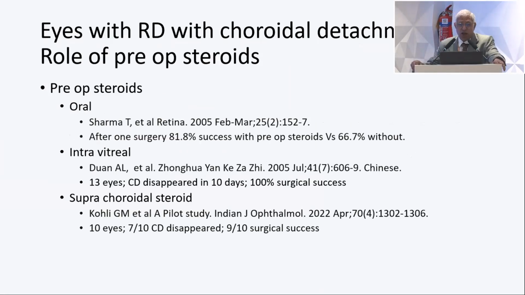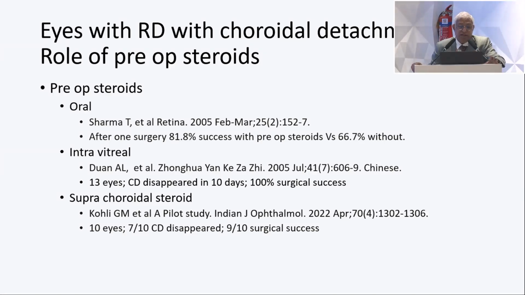Now, eyes with retinal detachment coming with choroidal detachment, we know, are an important risk factor for PVR. There is a role of preoperative steroids, and this has been stressed by multiple studies, even randomized controlled trials. Using oral steroids, Dr. Sharma et al. have shown that after one surgery with preoperative steroids, the success rate is 81.8% versus 66.7% if we did not give steroids pre-op. With intravitreal steroids, people have shown in this study by Juan et al.